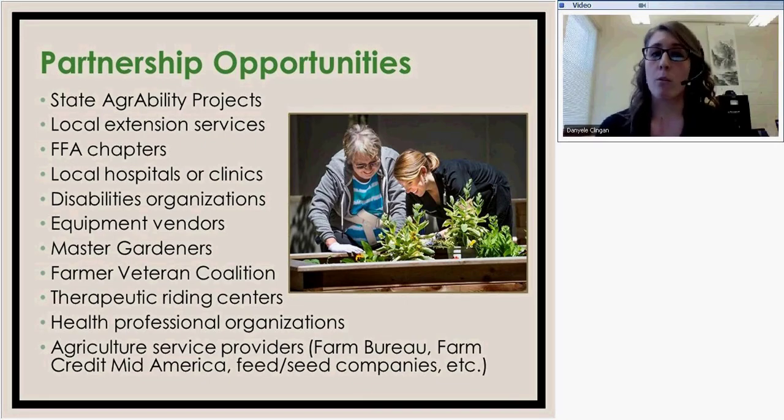Also, don't forget about local extension services or FFA chapters, even master gardener programs or therapeutic writing centers. Those might also be ways to get involved and bridge this gap between farmers and agriculture and health professionals.